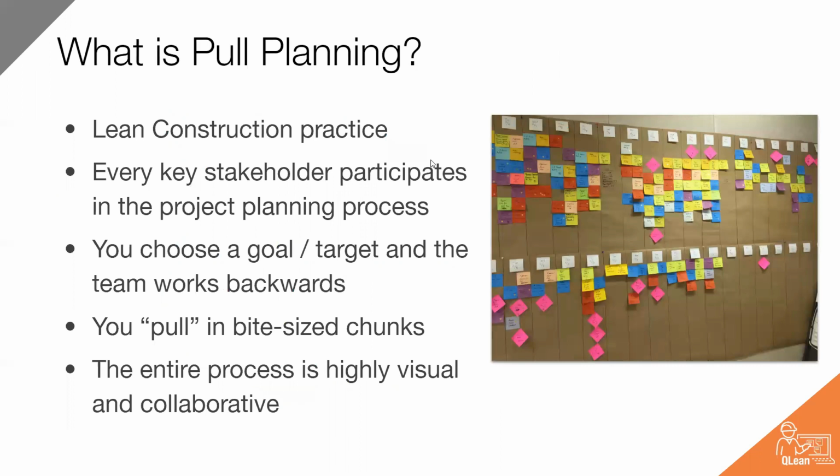Great. Okay. So what is pull planning? It's a lean construction practice, Six Sigma, really emanated from the manufacturing industry to eliminate waste and streamline processes, and really with the customer and end result in mind, to create a plan and a process to be efficient. In pull planning itself, stakeholders participate in the project planning process.